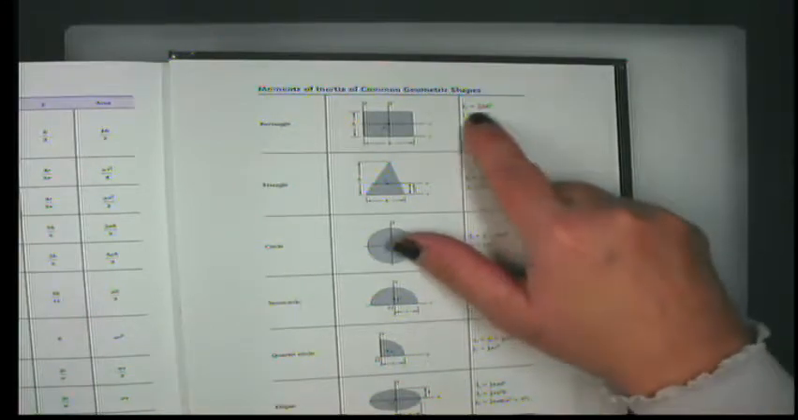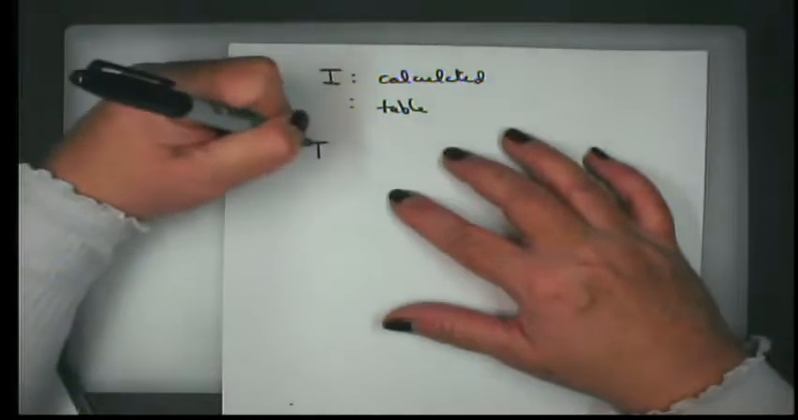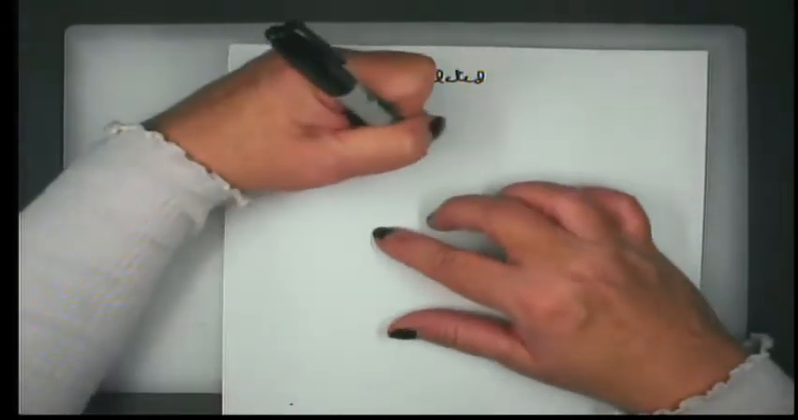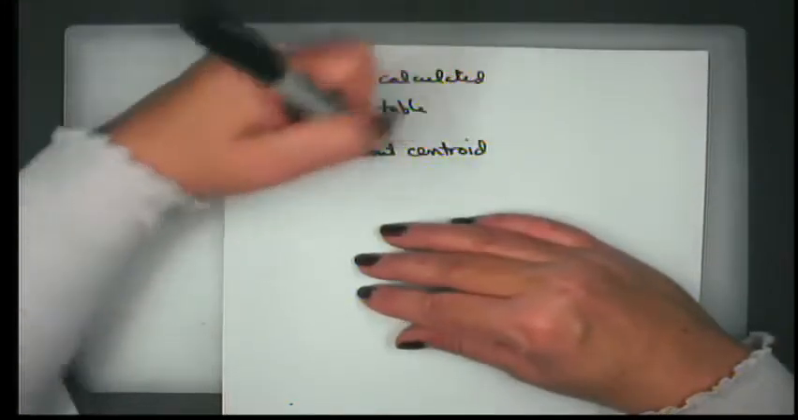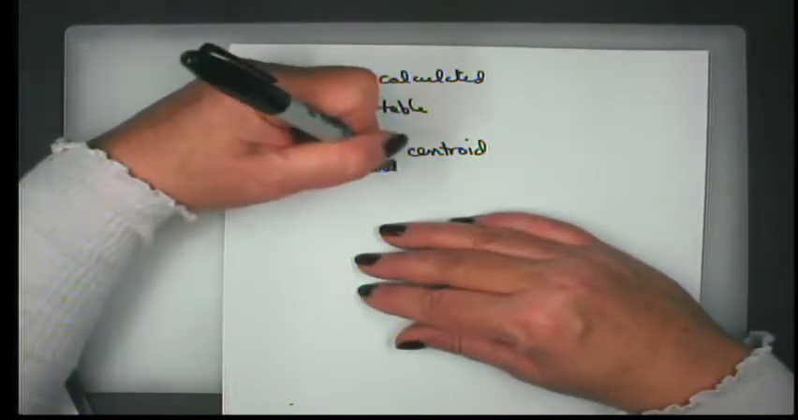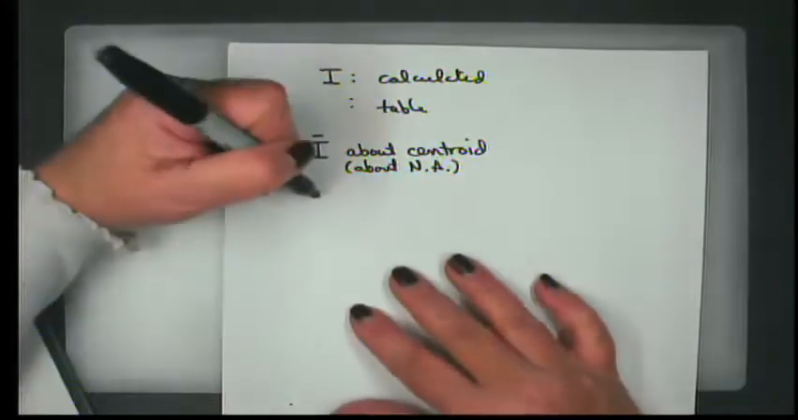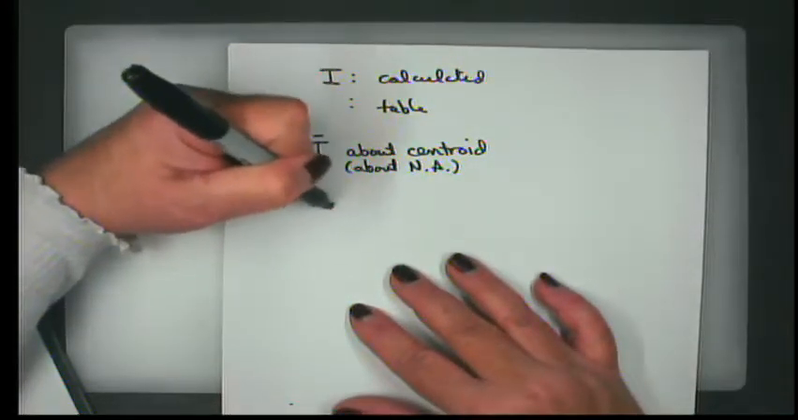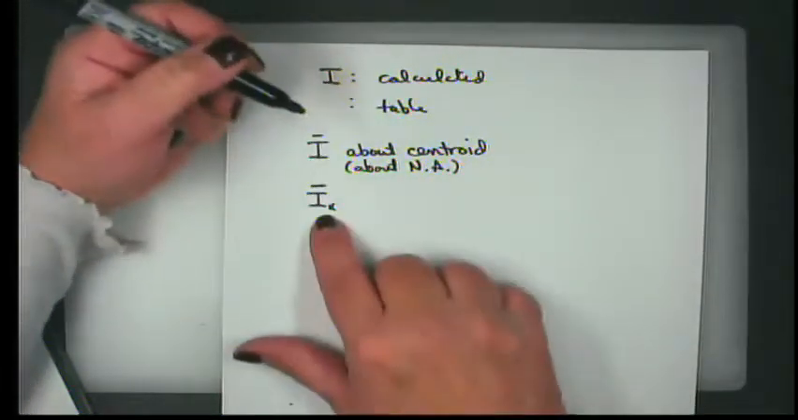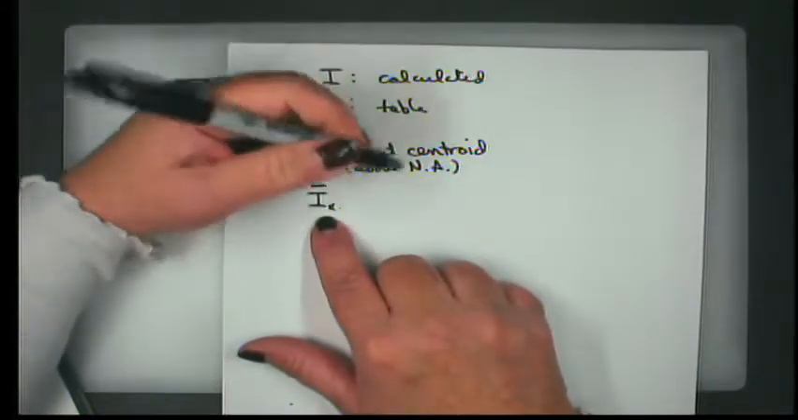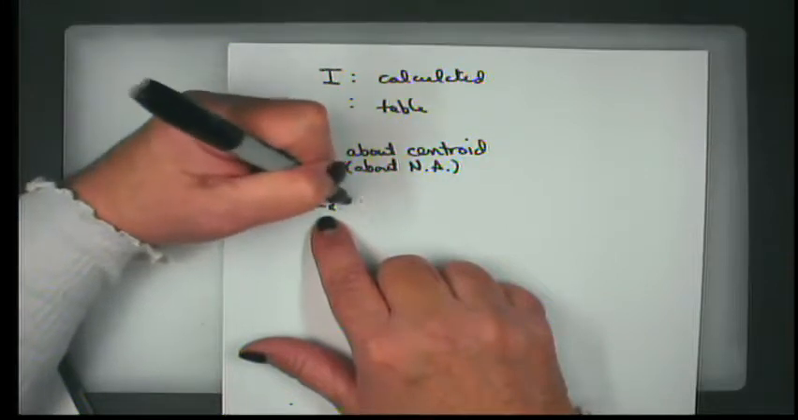All right, we look at this nomenclature. I bar means about the centroid, which for our purposes is about the neutral axis. And for non-composite shapes, this is the one that we're going to be using. I sub x bar, when they tabulate this, means about the x-axis. And generally speaking, this is what we'll be using.